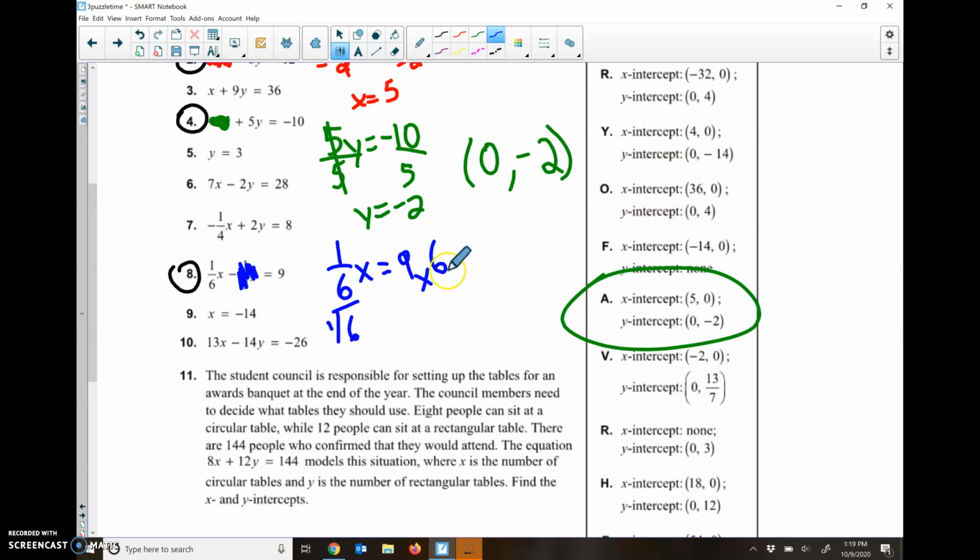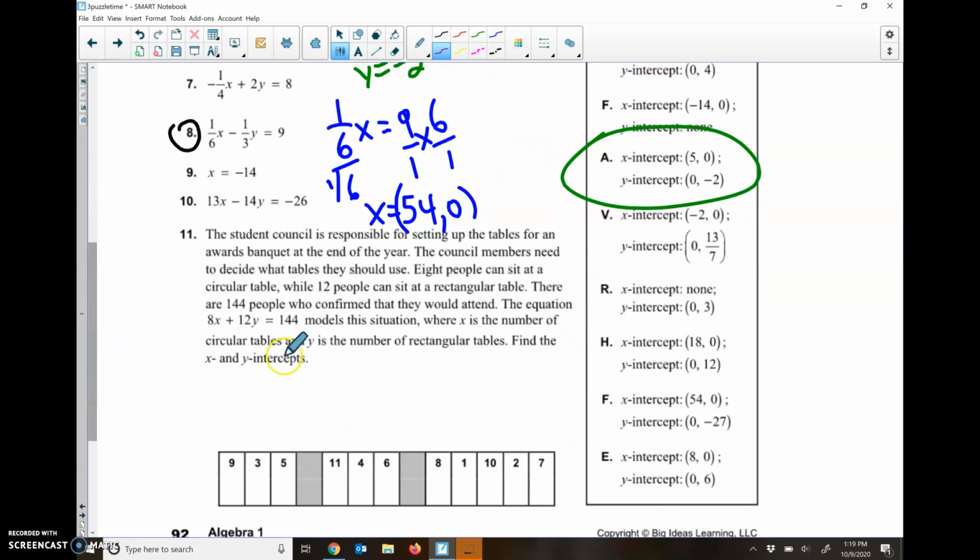So multiplying by 6 over 1. And 9 times 6 is 54. So I figure out my x-intercept is 54. And since it's my x-intercept, that means my y point has to be 0. Then we'll do the same thing for the y. So I'll do it down here.